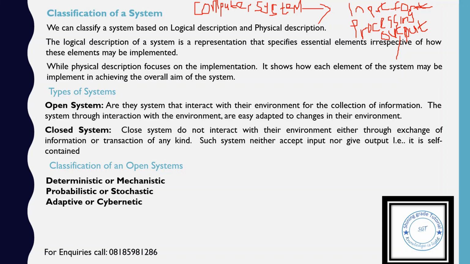When the computer interacts with its environment, you understand, there are laid down rules. There has been some laid down procedure through coding, through programming, in such a way that by the time the environment interacts with the computer system, the result that will be obtained can easily be determined. So we call that a deterministic and mechanistic open system. By the time the environment interacts with the system, the result to be obtained is so certain. So that is an example of a deterministic system.